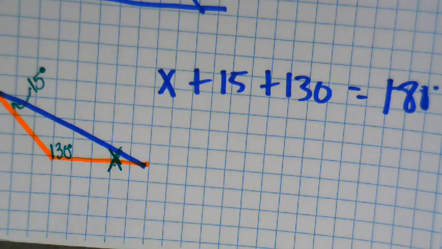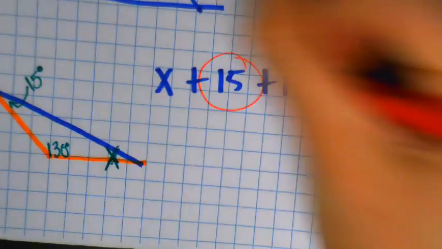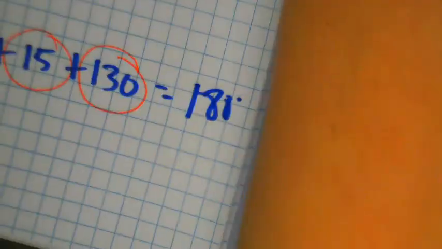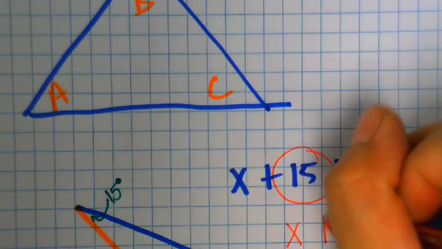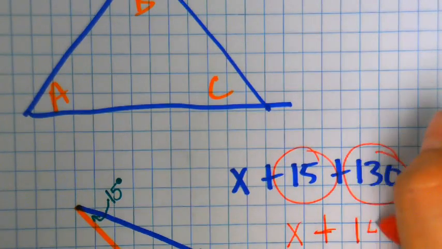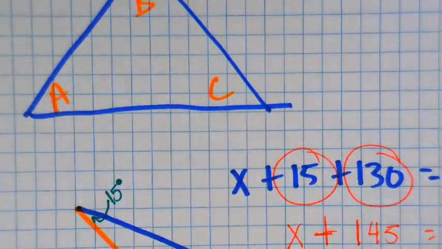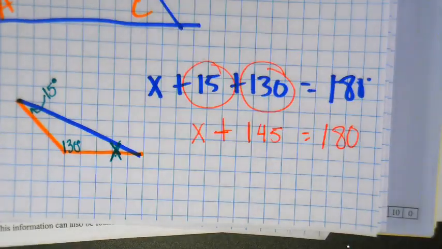So, what do I do first? Add 130 and 15. Add the numbers that I give you. So add 15 and 130. 145. X plus 145 is equal to 180. Okay, now what?